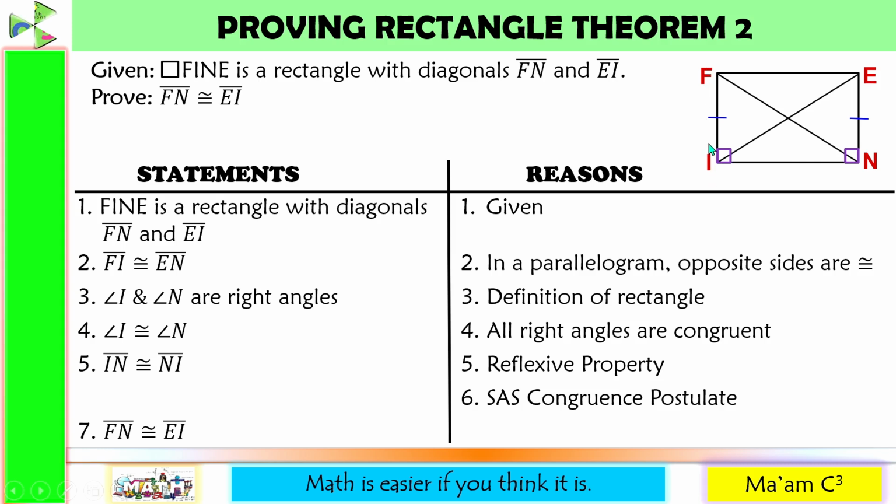So we have now side, angle, side, side, angle, side. So by the SAS congruence postulate, we can say that triangle FIN is congruent with triangle ENI. So if they are congruent, then their corresponding parts are also congruent. That is why line segment FN is congruent with line segment EI through CPCTC. Congruent parts of congruent triangles are congruent.